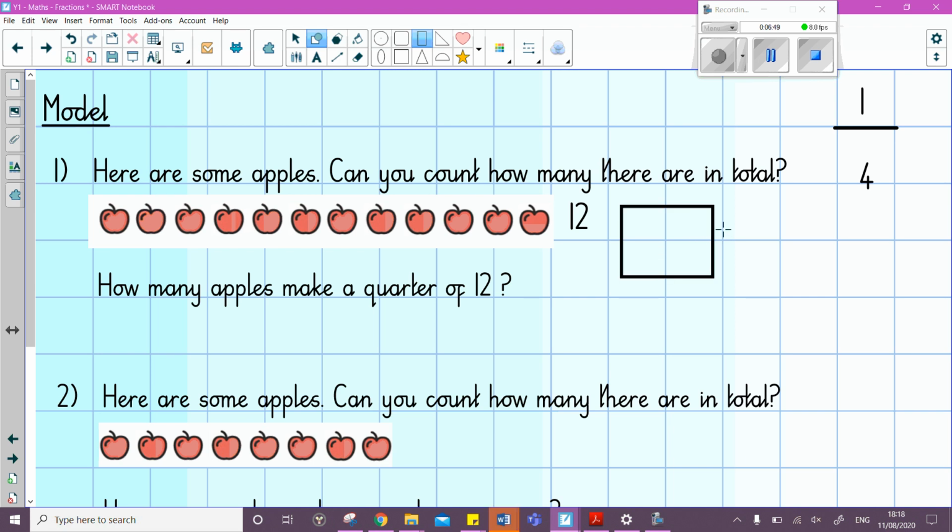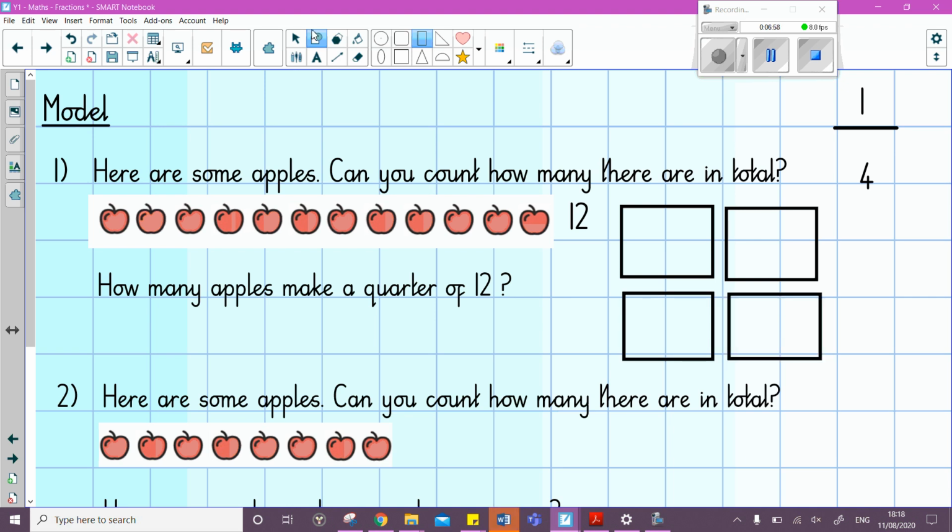So I'm going to draw 4 rectangles because, like I said before, I like to see it really visually, and then I could use some actual objects to do this. So you could do this at home. So we've got 12 apples to share. 1, 2, 3, 4, 5, 6, 7, 8, 9, 10, 11, 12. You can see I shared them out equally. So let's see what 1 quarter of our 12 is. 1, 2, 3. So if I shared my 12 apples between 4 children, each child would have 3.